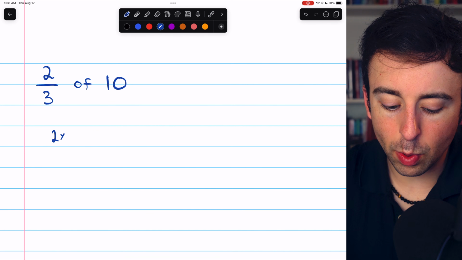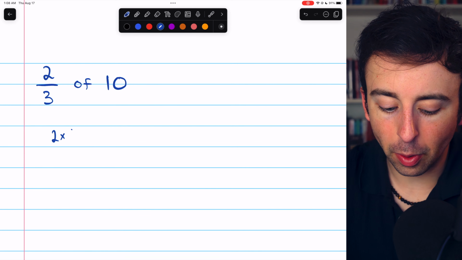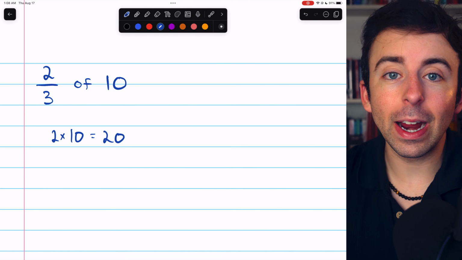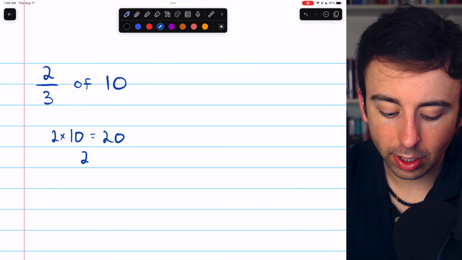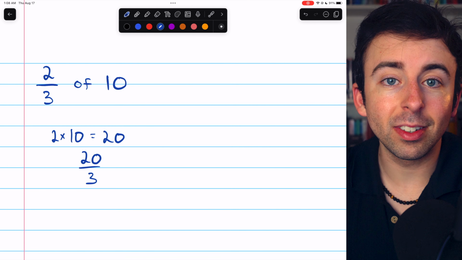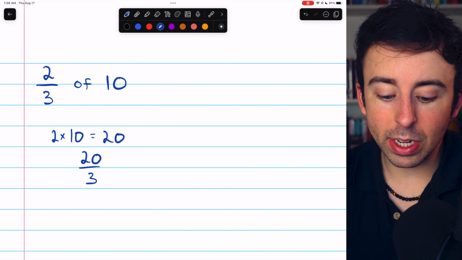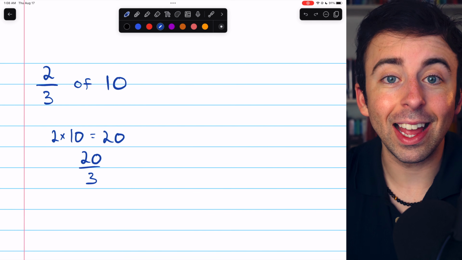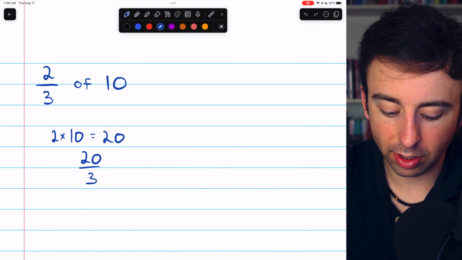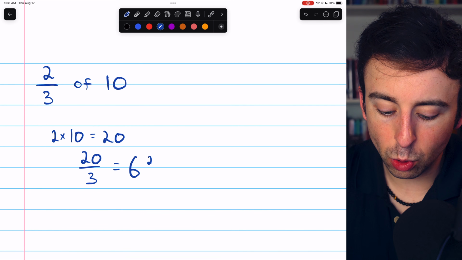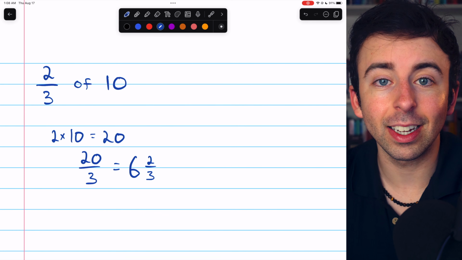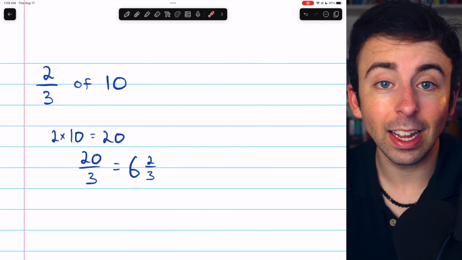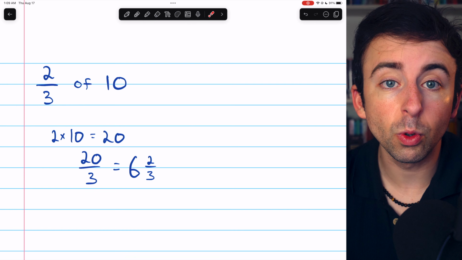We can begin by doing the multiplication. Multiply the numerator of 2 by our whole number of 10, and this gives us 20. Then our answer is found by just doing the division. 20 divided by 3. Now, this doesn't give us a perfect whole number, but we could leave it like this as 20 over 3, or if we wanted to, we could write it as a mixed number. 3 goes into 20 6 times, with 2 left over, so we could write our answer as 6 2/3 as well. So 2/3 of 10 is 6 2/3, which is the same as 20 over 3.